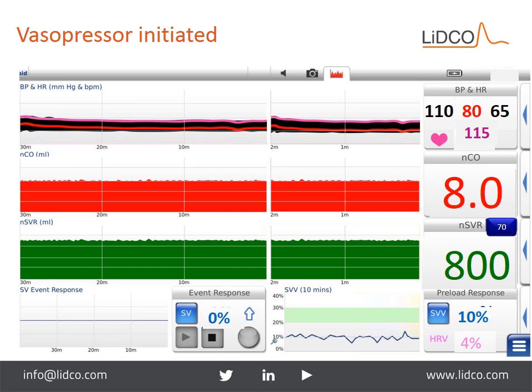She responds immediately to vasopressor, and this is the neat thing about functional hemodynamics versus static indices, is that we are seeing this immediately. Her cardiac output goes up immediately to 8.0. Her SVR is about the same, around 800, but her forward flow is increasing. Her stroke volume is now at 70. We are getting more forward flow. This is a really good thing. Her heart rate is about 115. Her blood pressure has come up.